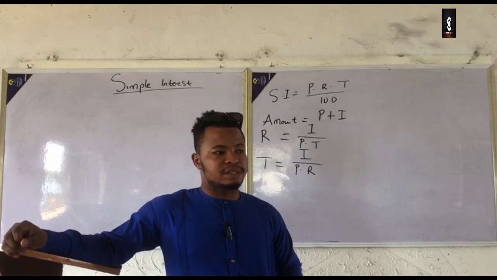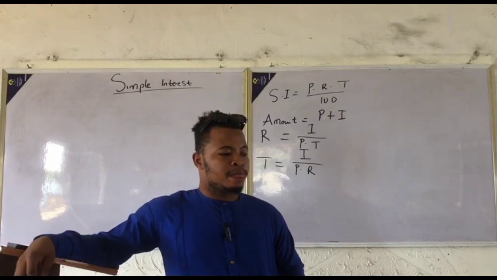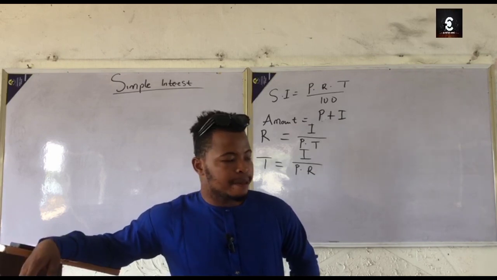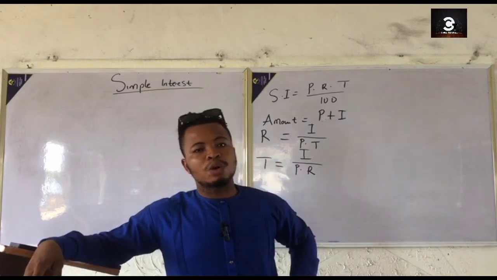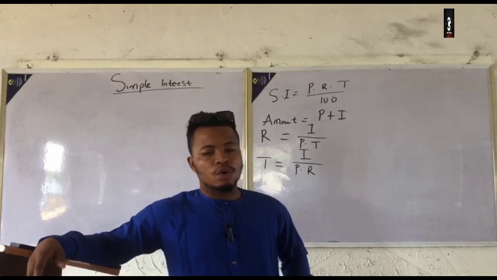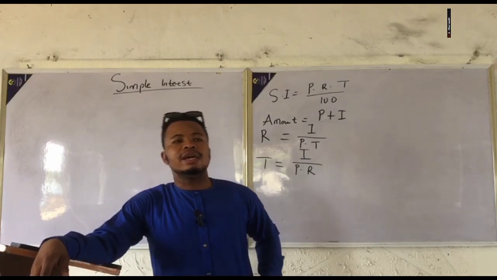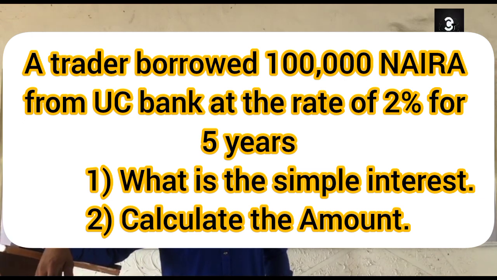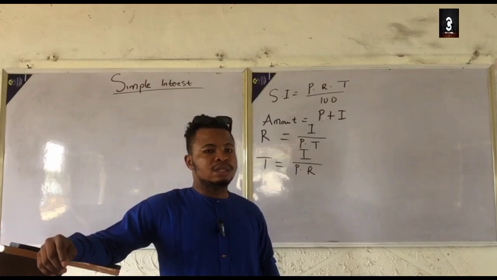Remember, the first thing is to identify the principal, identify the amount the person is adding and the number of years over which the amount will be repaid. We'll take one, two, three questions, then we'll look at other issues on this. The question, as you can see on the screen, is: a trader borrowed 100,000 naira from UC Bank at the rate of 2% for 5 years. Question A is, what is the simple interest? And question B is, calculate the amount.